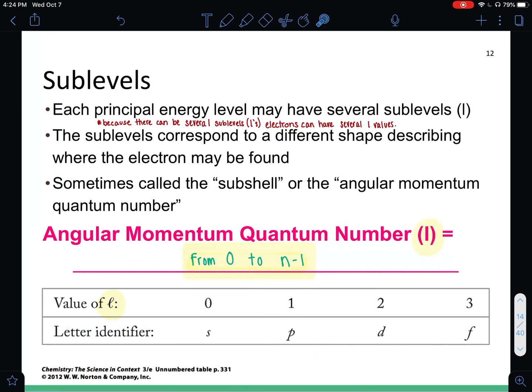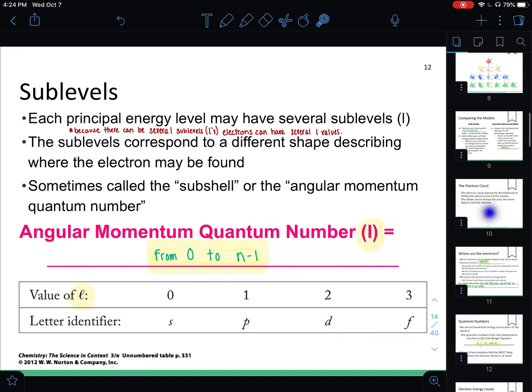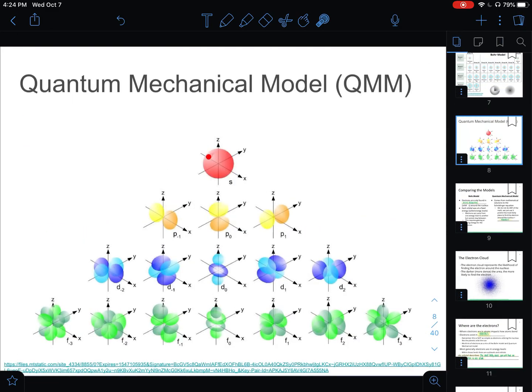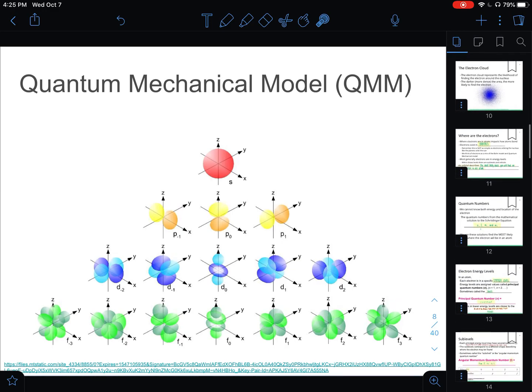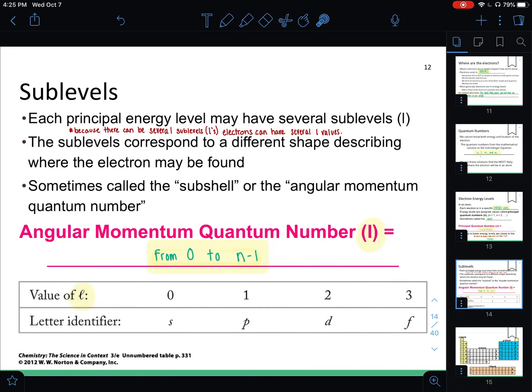Next up, once we have the energy level, we can identify the sublevel of that energy level. And this helps us to identify the shape that the electrons may be found in. I'm going to jump back to that slide again. So we have circle, dumbbell, double dumbbell, and then triple dumbbell.